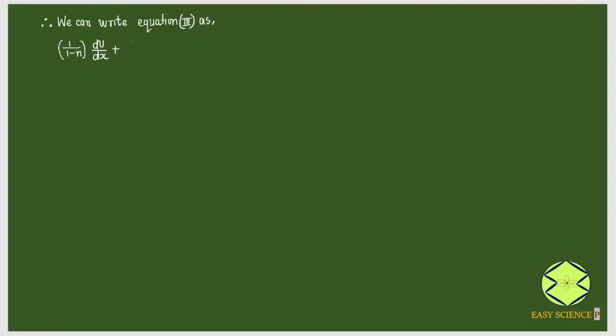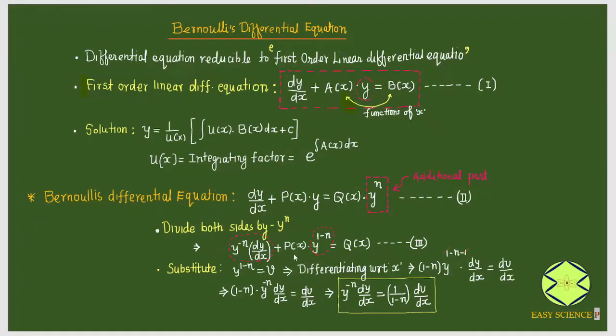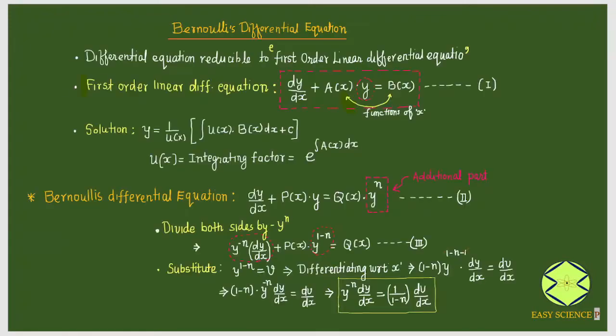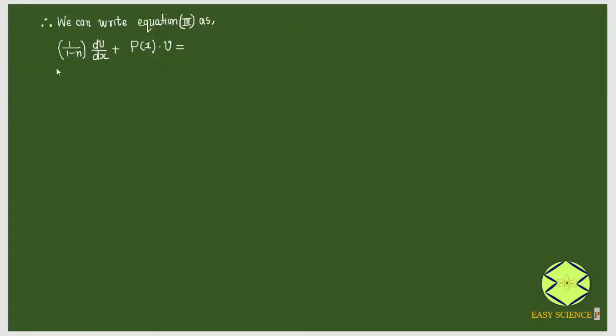plus, now again let's see equation number 3, what we have. We have p of x times y raised to 1 minus n. Y raised to 1 minus n is v. So it is p of x times v we can write. And the right hand side of equation number 3 is the same, q of x. No change at all.